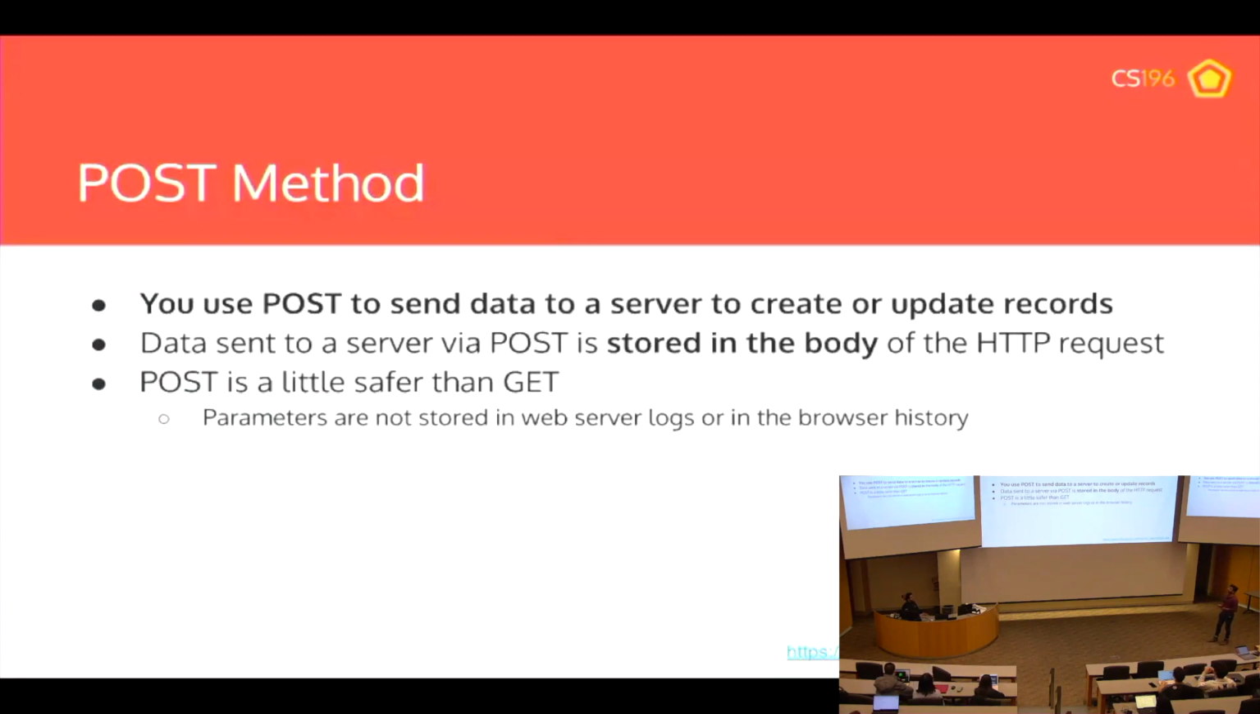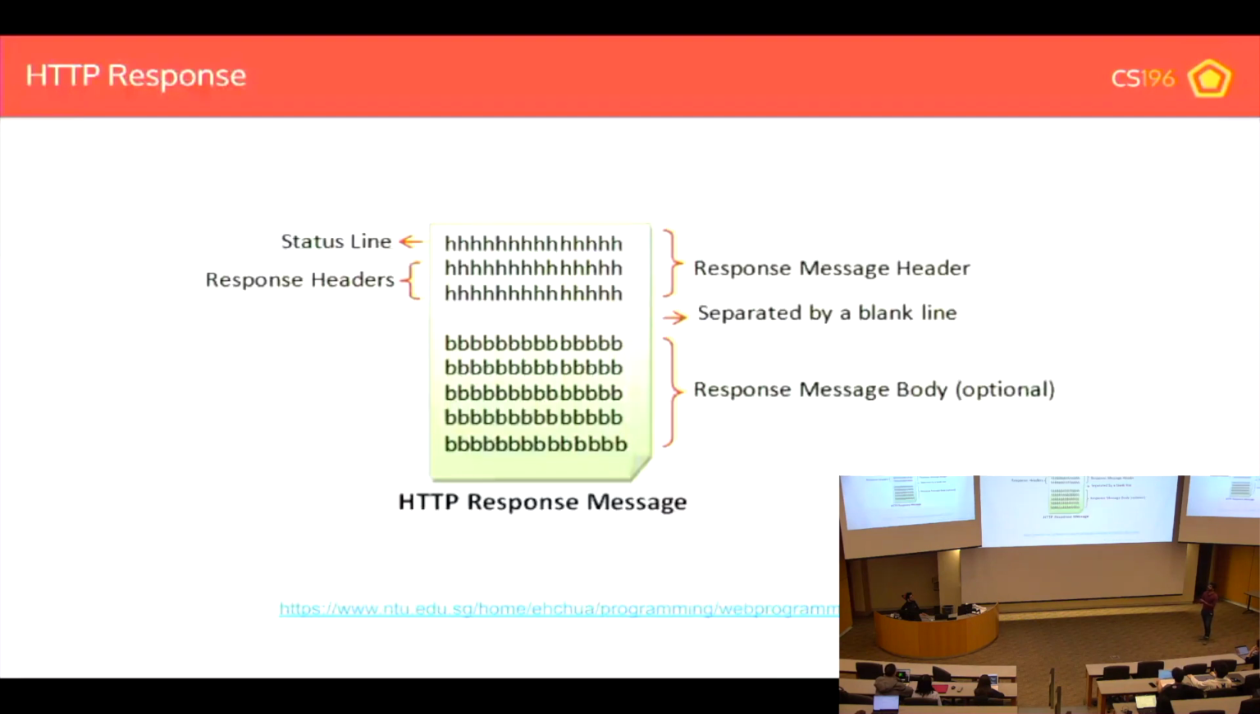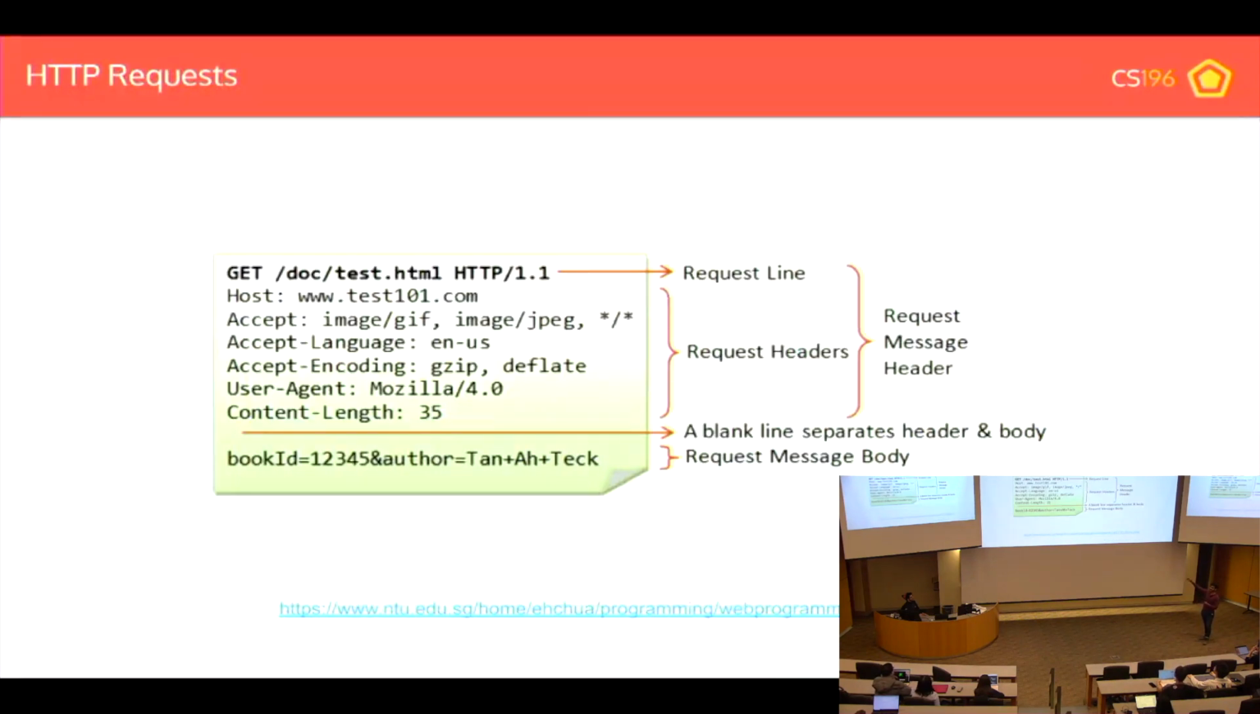And now we're going to talk about the post method. So you use post to send data to a server to create or update records. So again, get is to get stuff, post is to update things on the server side. So data sent to a server via post is stored in the body of the HTTP request. So that's different to the get request, which is in the URL. This is in the body, which is just underneath the header.